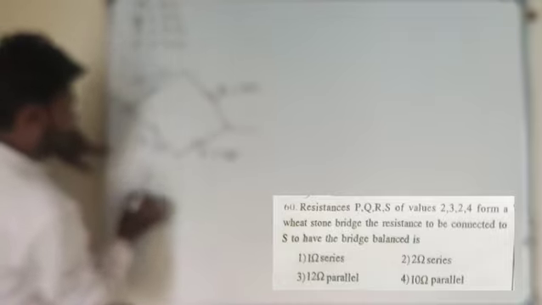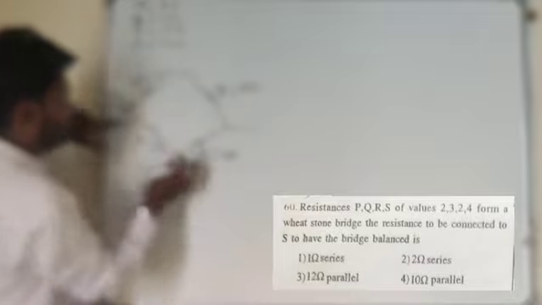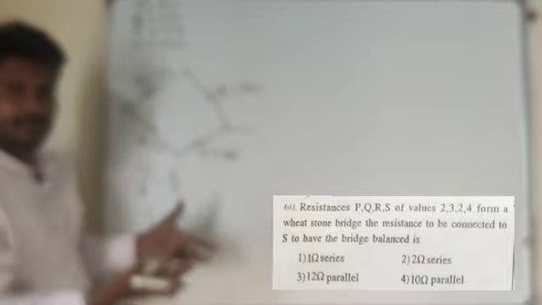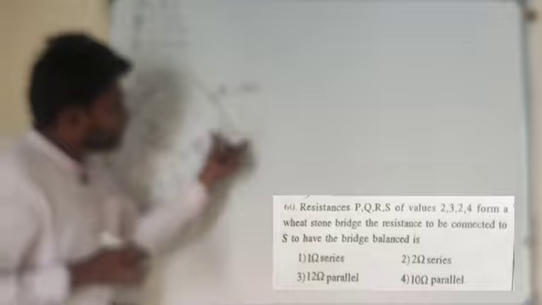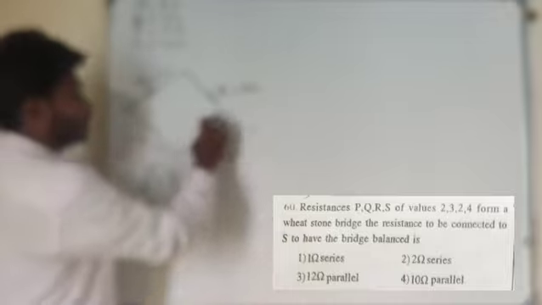So look here. P by Q is equal to R by S. P means 2, Q means 3, R means 2, but S is not 3. If it were 2 by 3 equal to 2 by 3, the bridge would get balanced here. Here a 4 ohm resistance is there. This arm's resistance is more. Now I have to reduce this resistance.